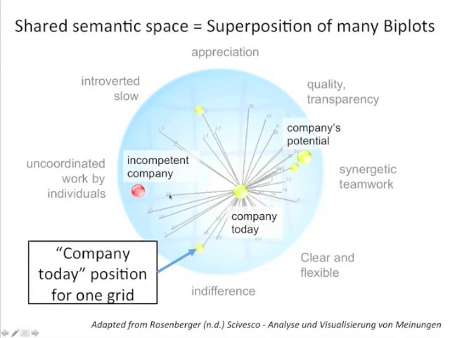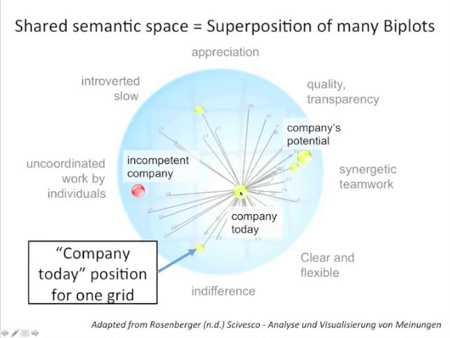For example, person 18 is very close to incompetent company. So he or she perceives the company today as very close to an incompetent company. While this person over here sees that we already fulfilled, almost at least, the company's potential. So quite different perceptions of where we are today. And this is very advantageous, because we can see how people differ. We might see clusters of people. We don't only see the average.